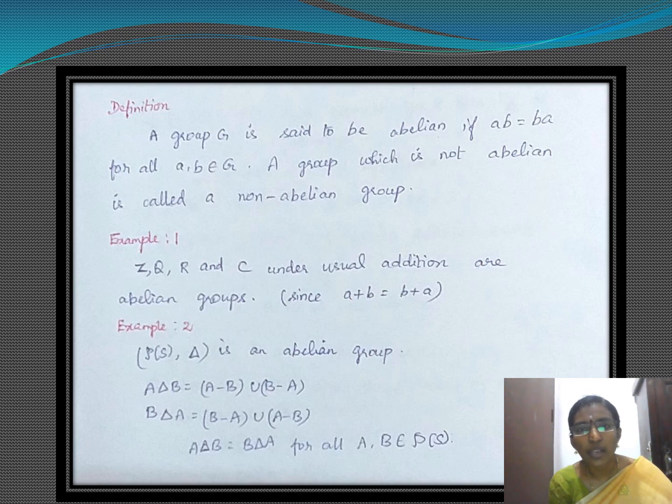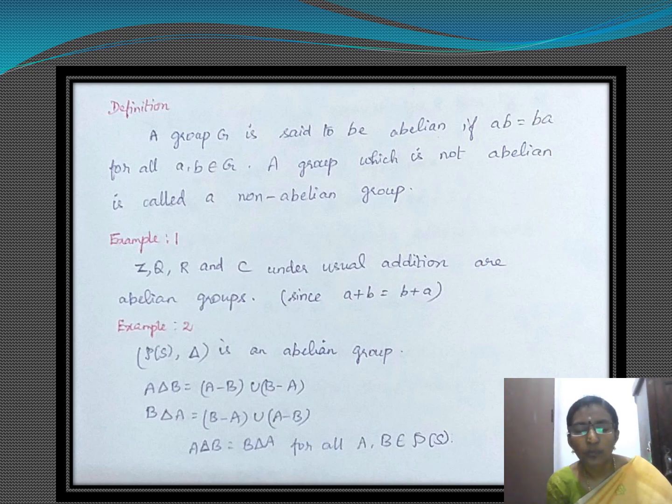Let me see some examples for abelian and non-abelian groups. For this, we already proved several examples for groups. Let me check whether each group becomes abelian or not. Let me take the simplest example of a group, Z comma plus, that is Z under addition. For this group, a plus b equal to b plus a, therefore Z comma plus becomes an abelian group. Likewise Q, R and C under the usual addition are also abelian groups.